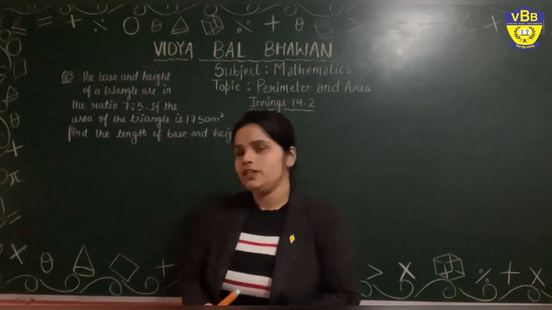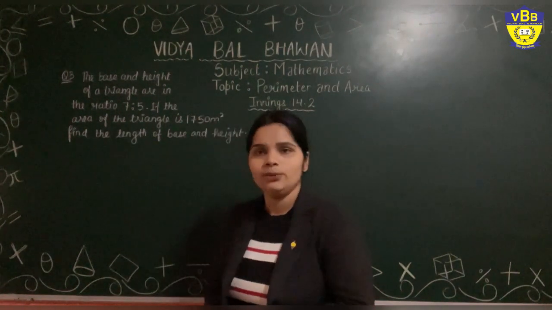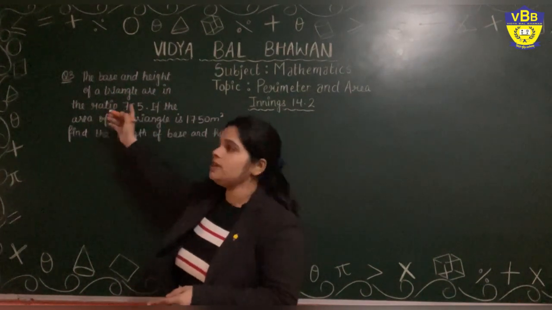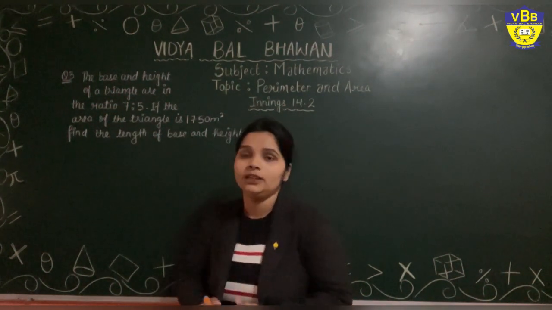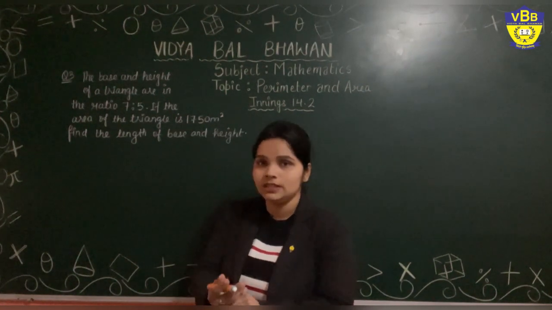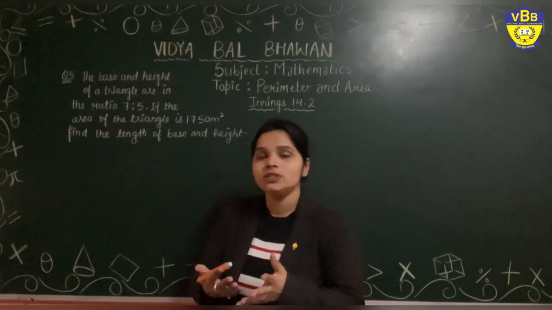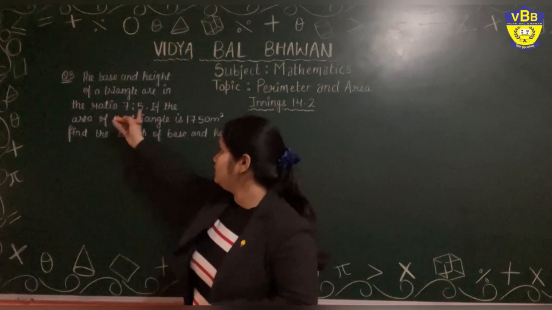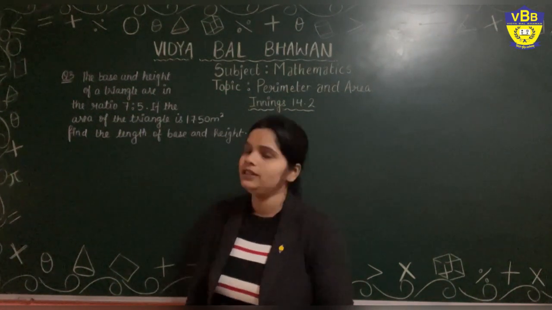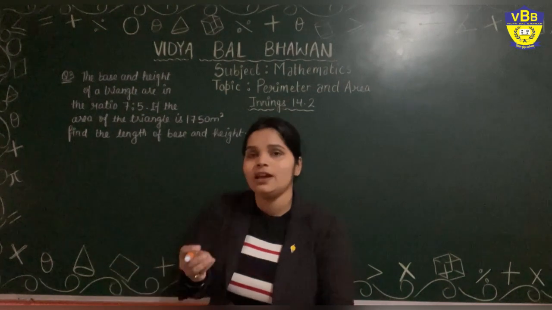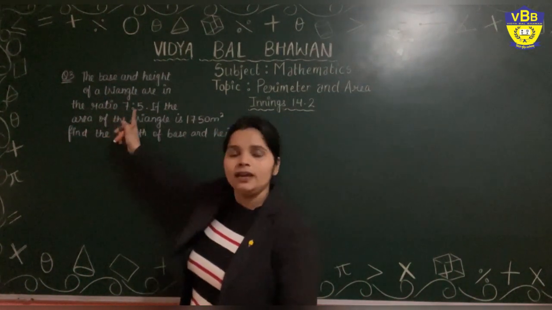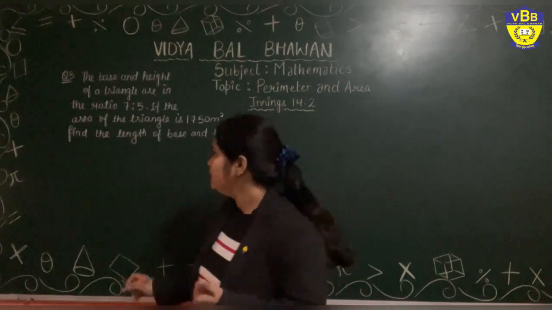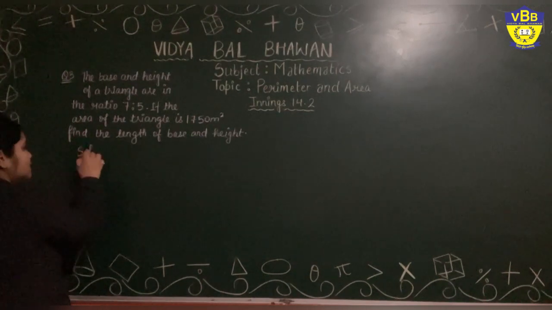So our next question is question number 3. As you can read, the question says the base and height of a triangle are in the ratio 7:5. The actual measurement of base and height is not given this time. It is given in the ratio 7:5. That means the base is 7 parts of the total and the height is 5 parts of the total. Let's consider the actual base and height to be 7x and 5x. The base is 7x and the height is 5x. So let's write that first.